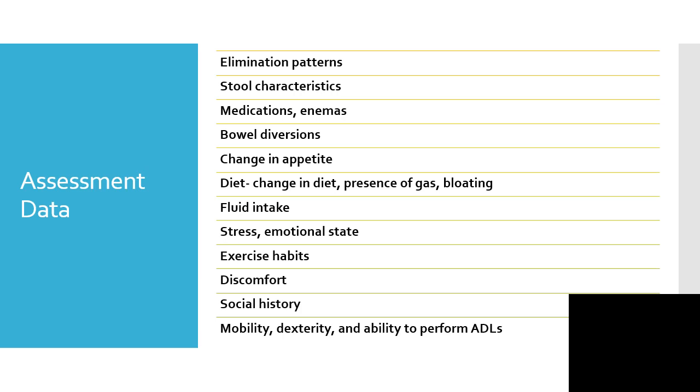Is there any sort of bowel diversion? Have they had a change in diet, change in appetite? Maybe they're not getting as much fiber, or they have a hard time getting fresh fruits and vegetables. Is there presence of gas and bloating? And then stress, emotional states, maybe development of anxiety, development of ulcers, or just not wanting to eat, eating too much. All of this will affect bowel elimination. Exercise habits, discomfort when going to the bathroom, and then kind of a social history. Were there any issues, bowel issues in the patient's family?